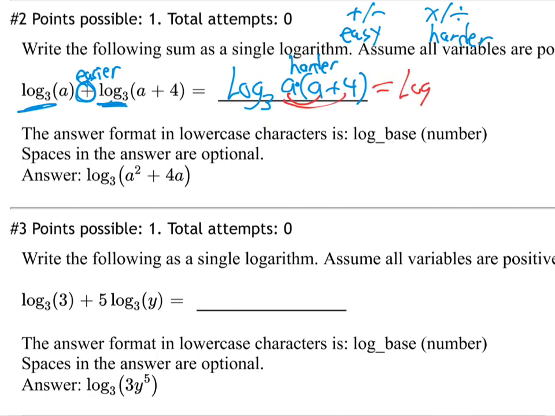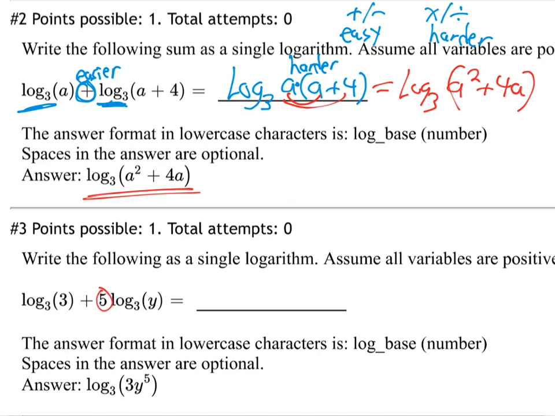So this will be log base 3 of a squared plus 4a. There it is. And we need to put parentheses around this. Log base 3 of a squared plus 4a. There you go. Let's try number 4.